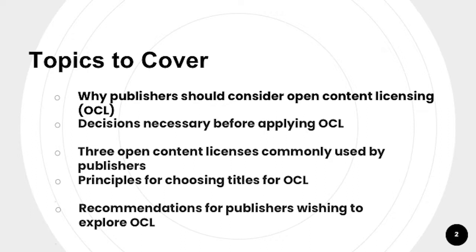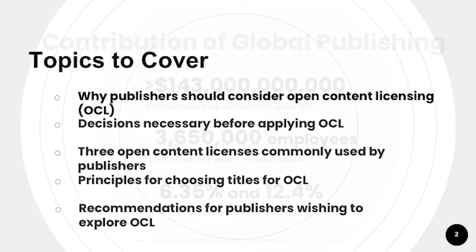The third topic we will discuss is should publishers then make that decision to apply open content licensing? What are some of the decisions that they need to make before they apply open licensing? The fourth topic we will consider is basically the type of open content licenses commonly used by commercial publishers. And finally, what principles would guide the selection of titles for open content licensing. And I will end up with just about three recommendations.